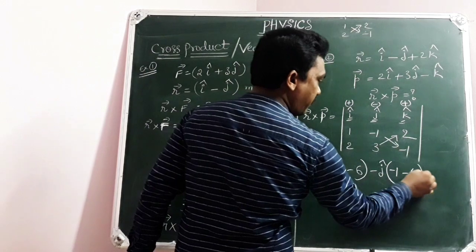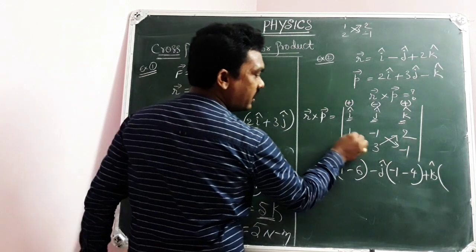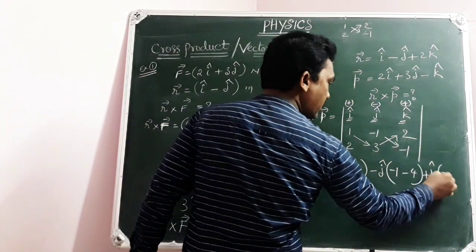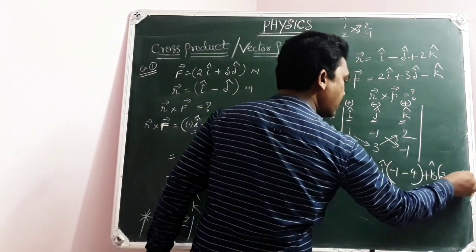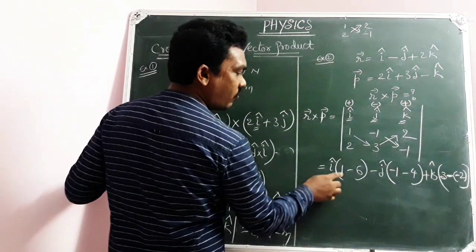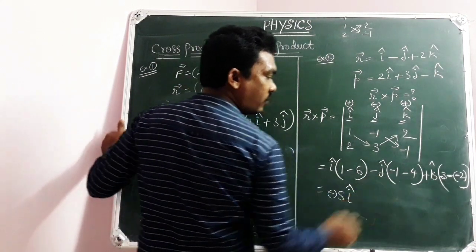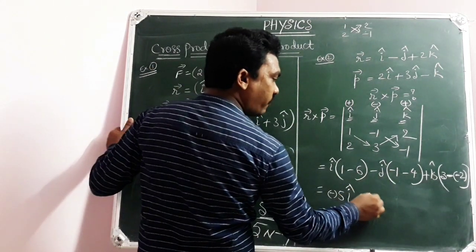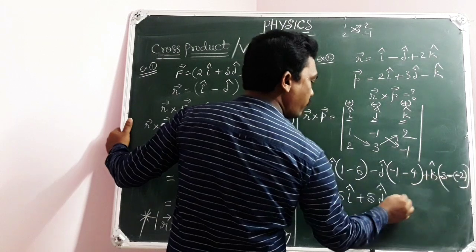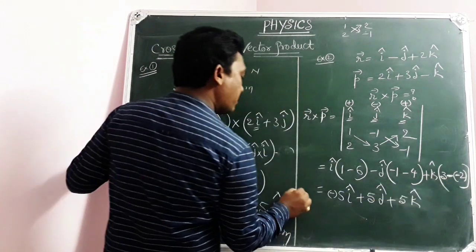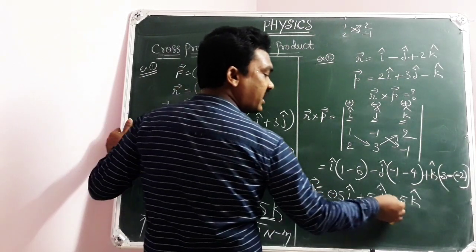Next k cap into plus k cap into. So now here, leaving the first row and third column, here 1 into 3, 3 minus 2 into minus 1, it is minus 2. For our convenience I am writing in detail. So this is equal to 1 minus 6, minus 5 i cap, minus 1 minus 4, minus 5, minus into minus, plus 5 j cap, plus k cap into 3 plus 2, 5 k cap. So R bar cross P bar is equal to minus 5 i cap plus 5 j cap plus 5 k cap.